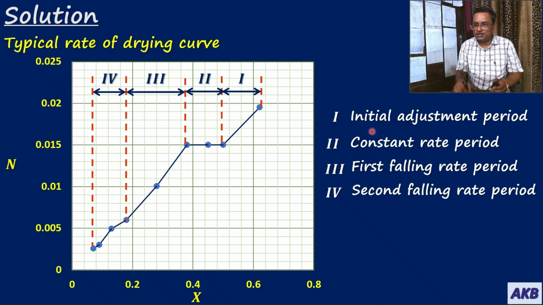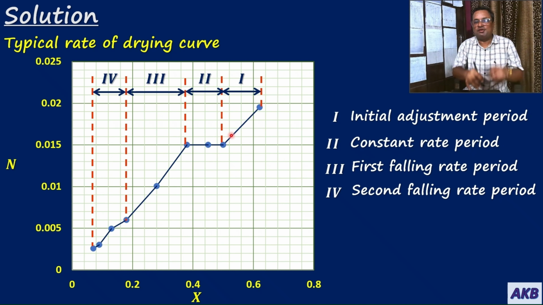We have the initial adjustment period, we have the constant rate period, we have the first falling rate period, and finally the second falling rate period. So that is what we were supposed to do in this case. We were supposed to plot the typical rate of drying curve, and then we have plotted it. So with this, I will end my discussion for this numerical example.